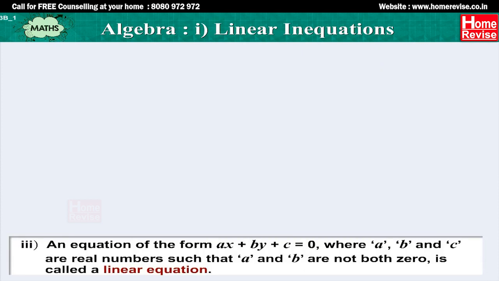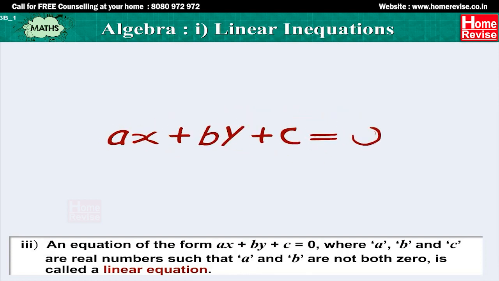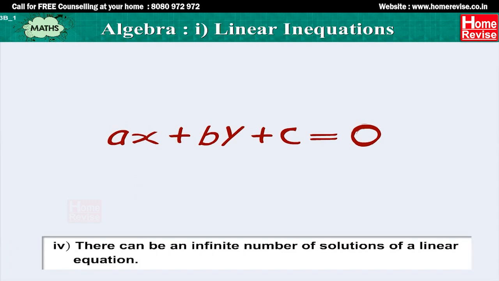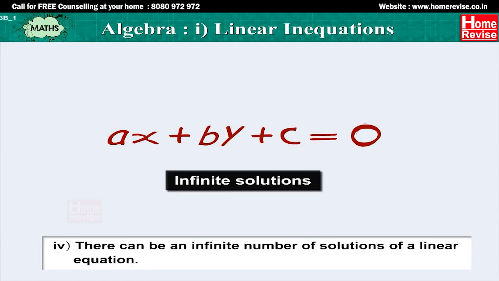Number 3. An equation of the form ax + by + c = 0, where a, b and c are real numbers such that a and b are not both 0, is called a linear equation. Number 4. There can be an infinite number of solutions of a linear equation.